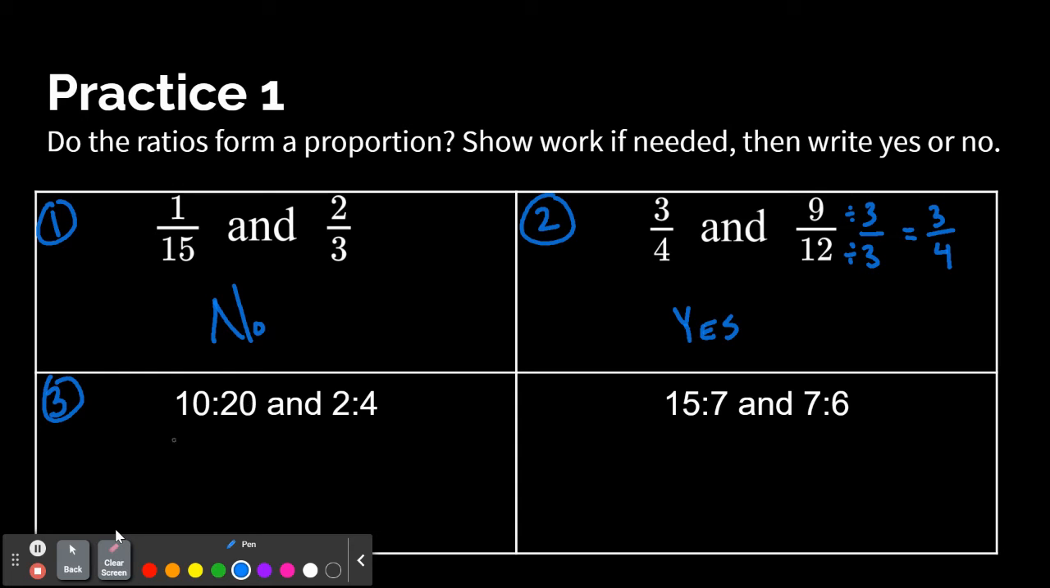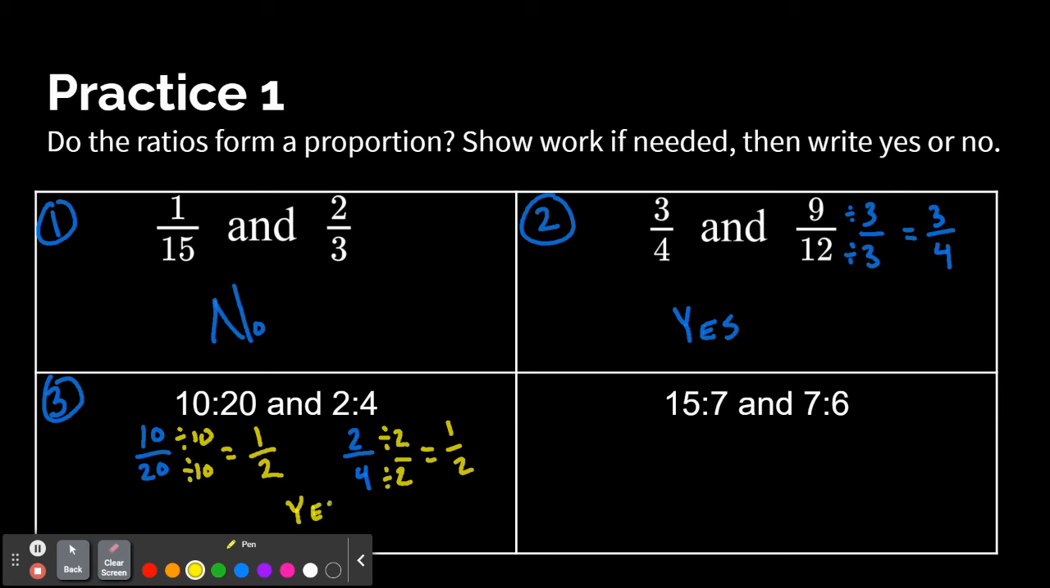All right. Now these ones again are laid out horizontally. So I'm going to start by making them vertical. 10/20, both can be divided by 10. We end up with 1/2 right here. Both can be divided by 2. We end up with 1/2. Are those ratios equivalent? Yes. Are they proportional? Yes. If the ratios are equivalent, then we say that they are proportional.